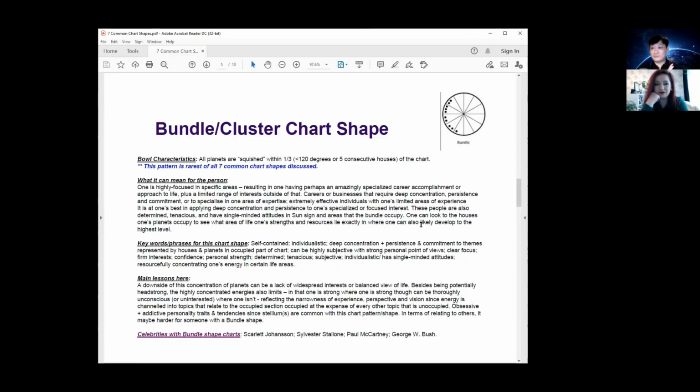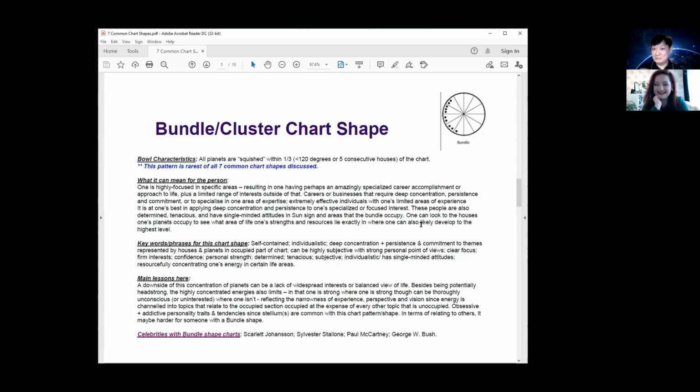I was going to say at some point, while we were talking about the person who has a bundle or a cluster being a specialist, that it's maybe a good time to promote myself because I have a cluster in my chart. But then you said single-minded, and I was like, oh no. No, I'm joking.